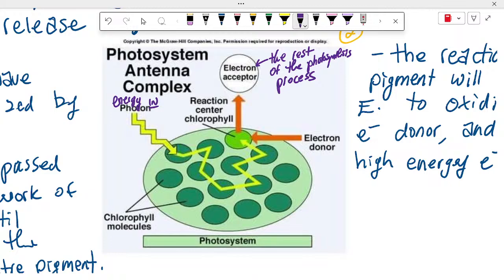So we have a bunch of pigments, and whichever one it hits, the electrons get released and they start bouncing around until they get to the single one that is actually on the part of the protein that is designed to do the job. Does that make sense? So we call these ones antenna pigments.